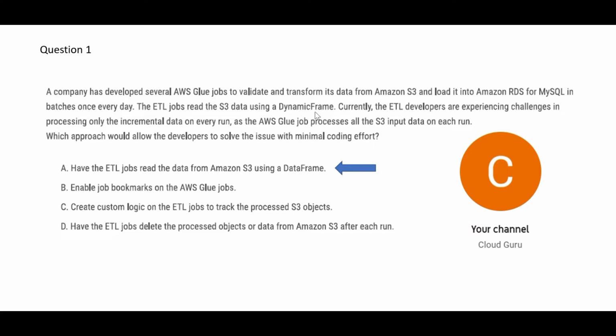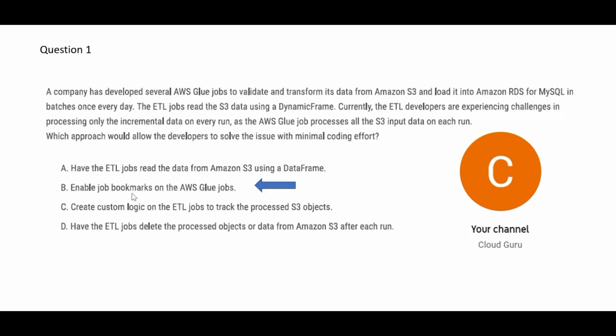There must be a purpose why they are using dynamic frames, because they may want some sort of dynamic structures. So if you make it a fixed data frame, that is restricting the future, number one. Second, it will not help you achieve this goal, where you just have to pick incremental records. So A is wrong. Now B says to use job bookmarks, which looks correct.